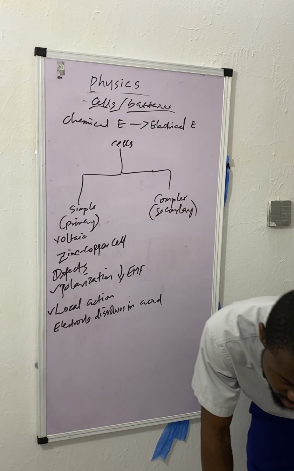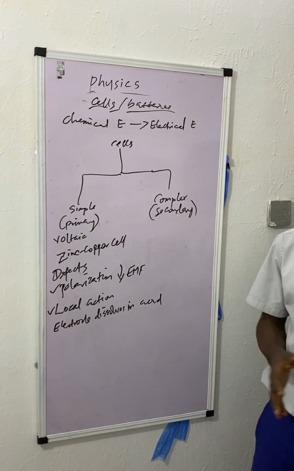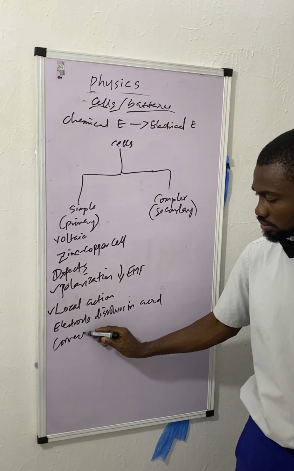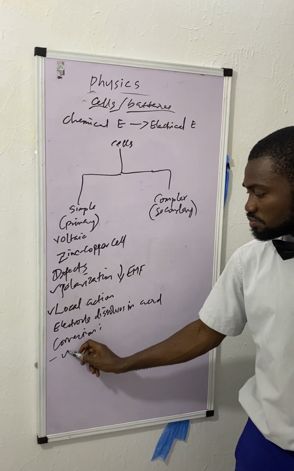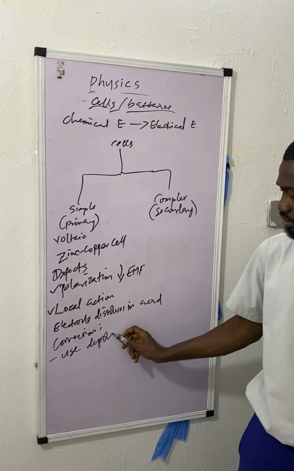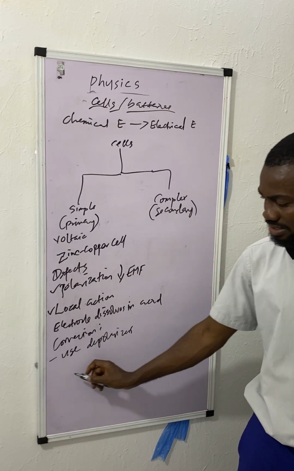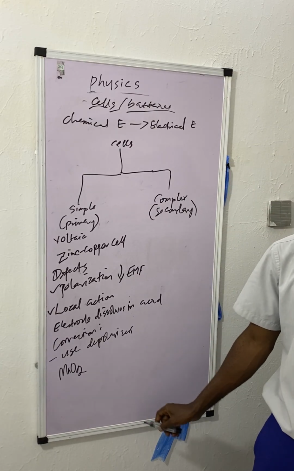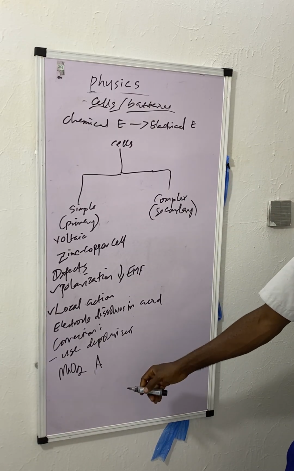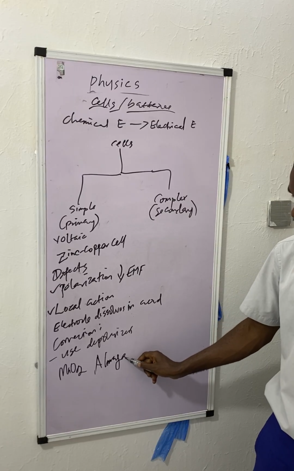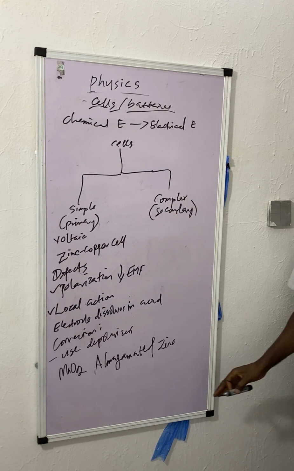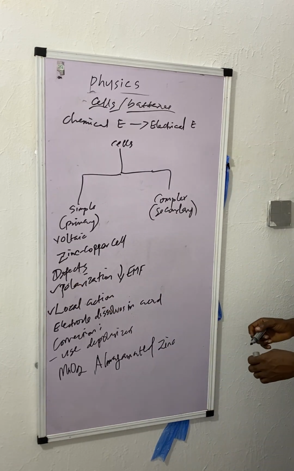So how do we correct these defects? You use substances called depolarizers, such as manganese(IV) oxide. Also amalgamated zinc prevents polarization of cells.